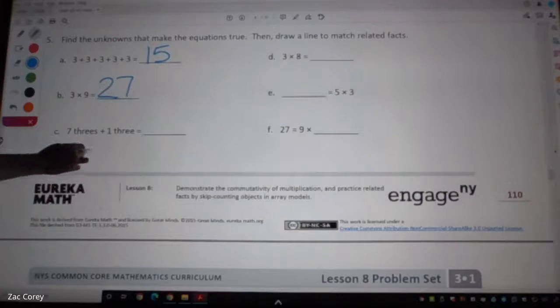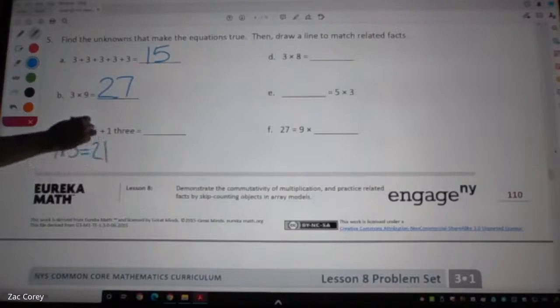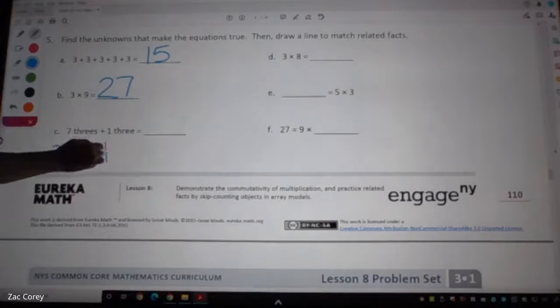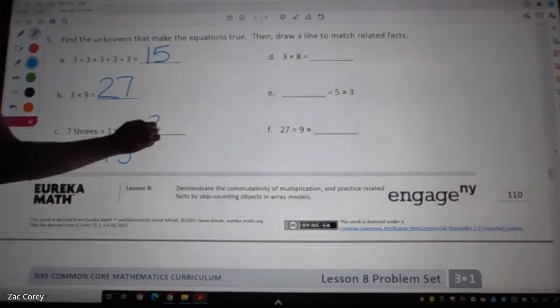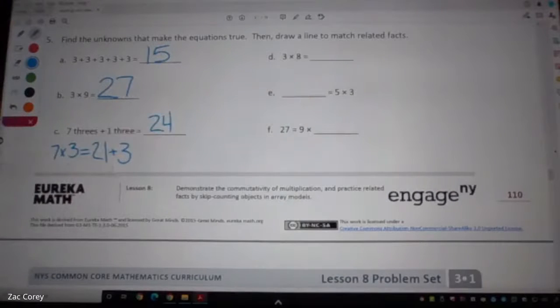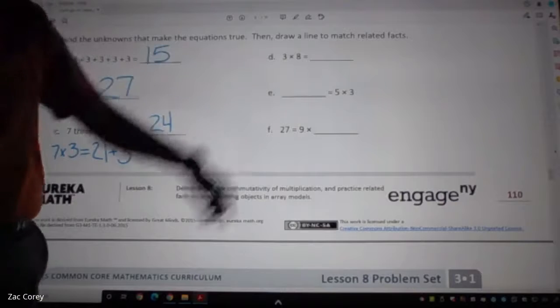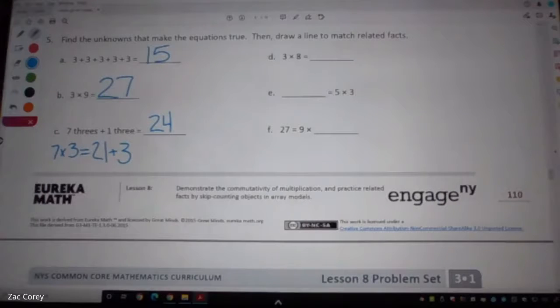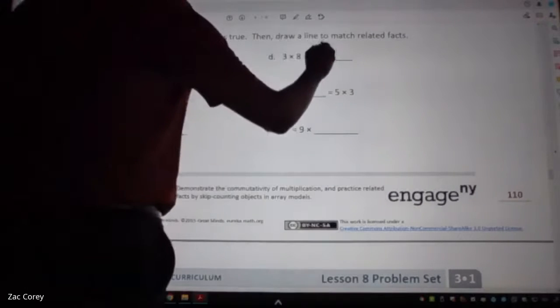So 7 plus 7 equals 14. One more would be 21. And then it wants us to do plus one more 3. So 21 plus 3 equals 24. All right, let's come over here to the top. 3 times 8, that means we're going to count by 8 3 times. All right, so 8 plus 8 equals 16. 16 plus 8 equals 24.